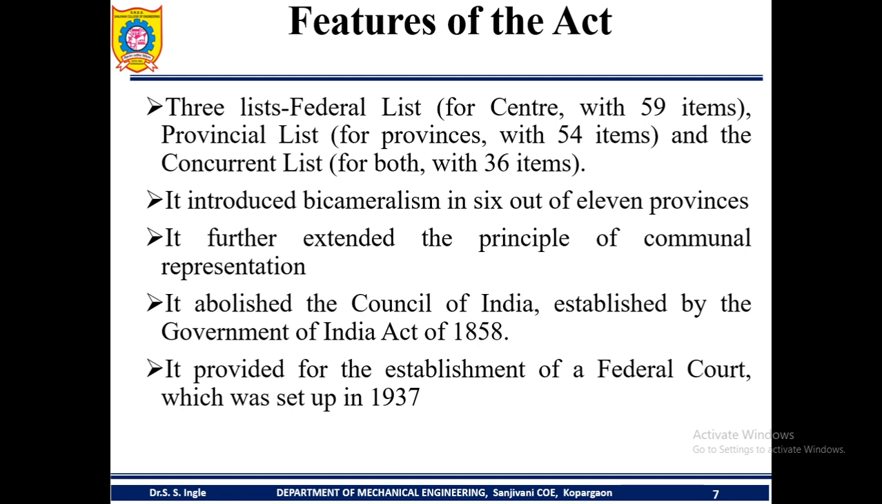In this Act there were three lists: the federal list for the center with 59 items, the provincial list for provinces with 54 items, and the concurrent list for both with 36 items.